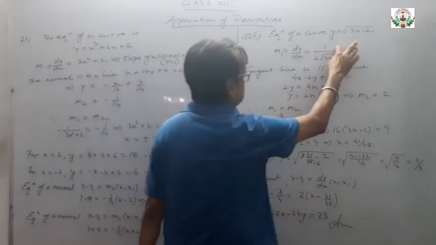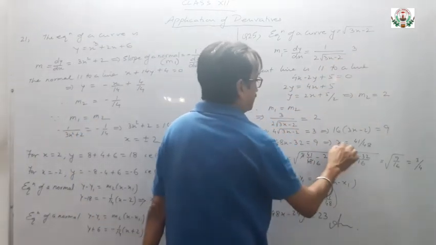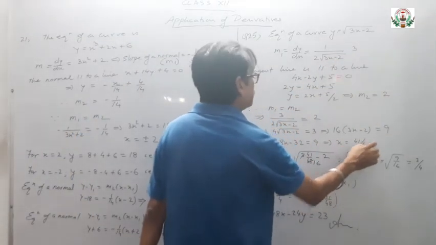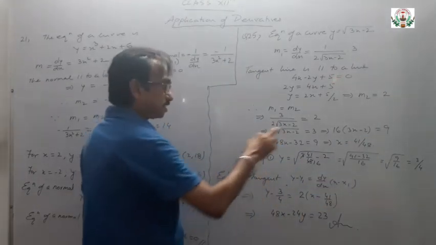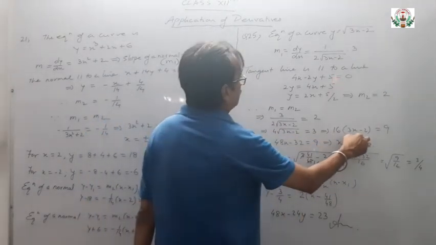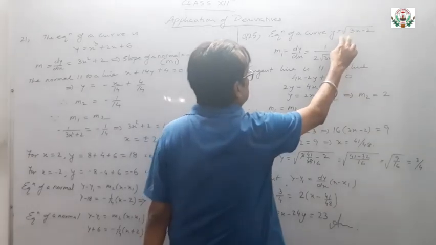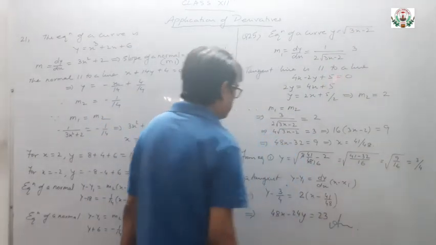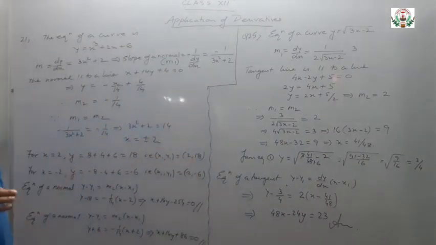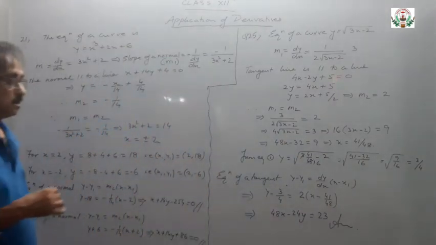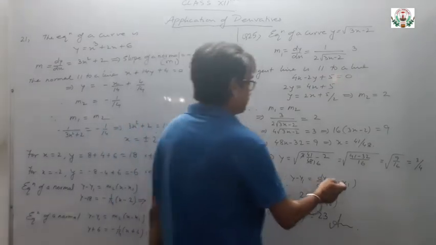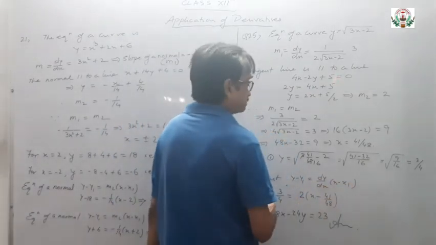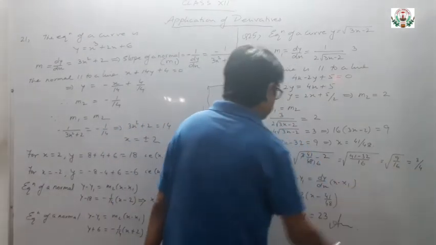Now the gradients, slopes, will be equal. After equating these two slopes, we get the value of x equals 41 by 48. And this x equals 41 by 48, I am going to substitute in the equation of the curve. So I got the value for y, 3 by 4. Now the equation of a tangent is given by the formula y minus y1 equals dy by dx into x minus x1. So y minus y1 is 3 by 4.